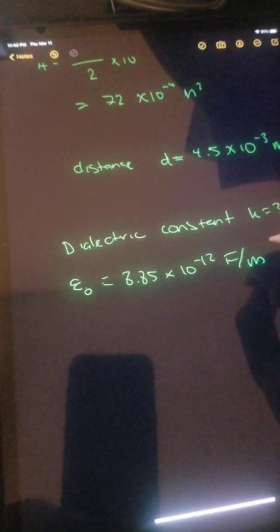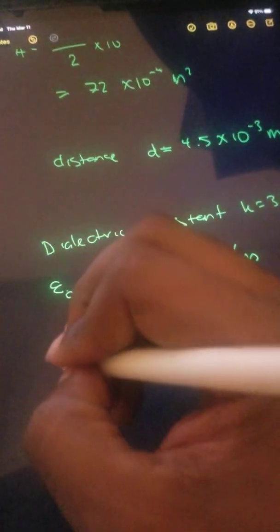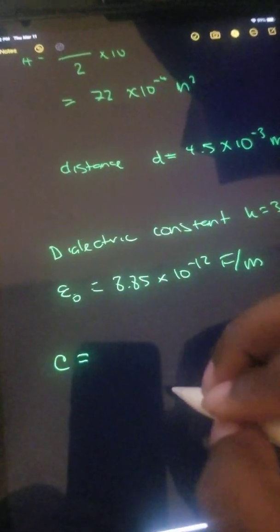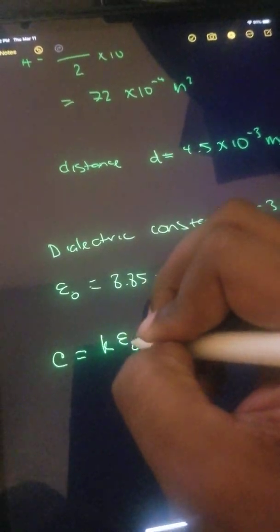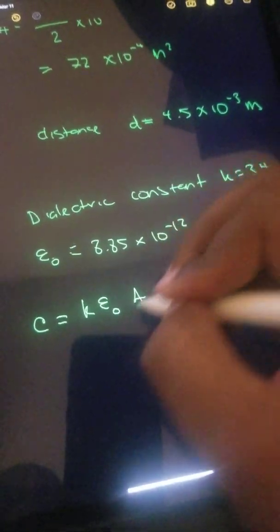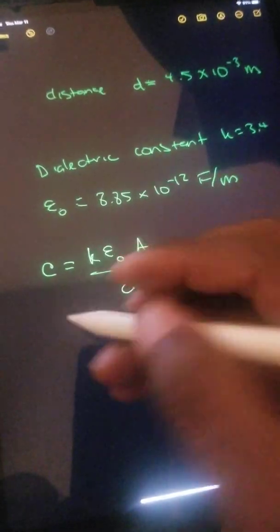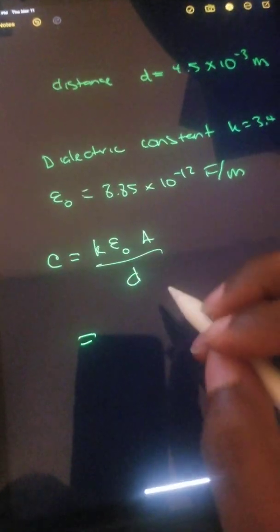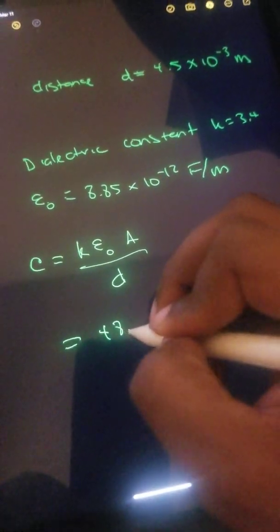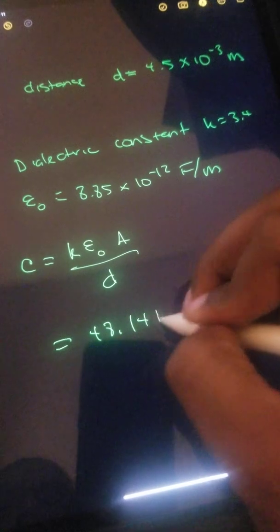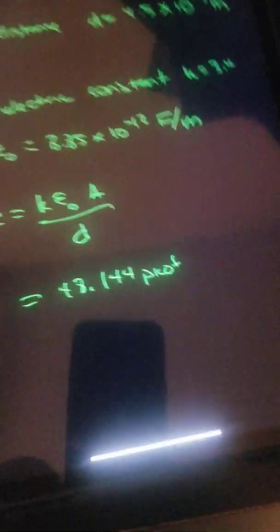The capacitance of the capacitor filled with plexiglass would be K times E naught A over D, which is, we already did the math already. The answer is there. This number is going to be 48.144 picofarads, I believe. I believe that's what it's called.